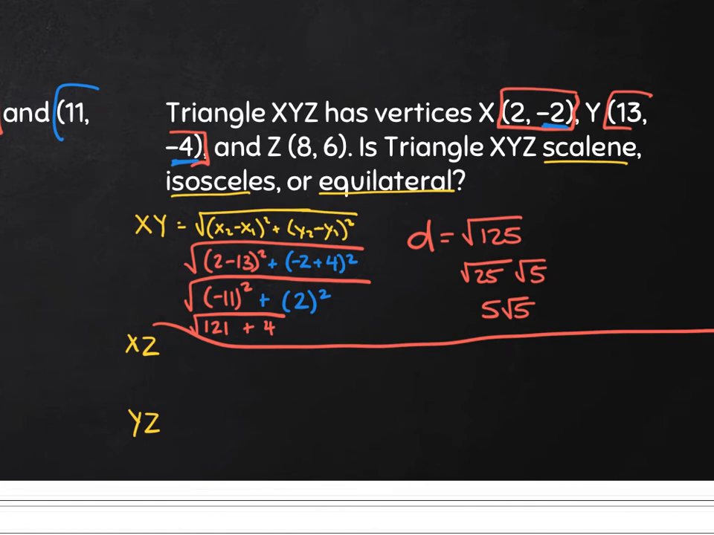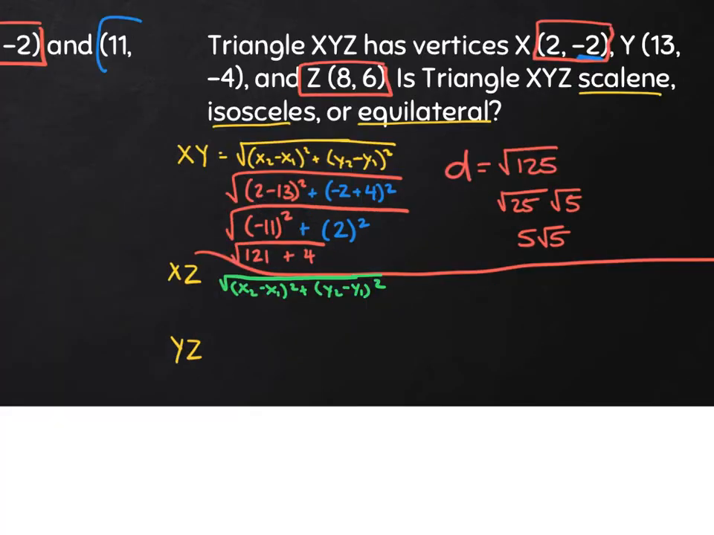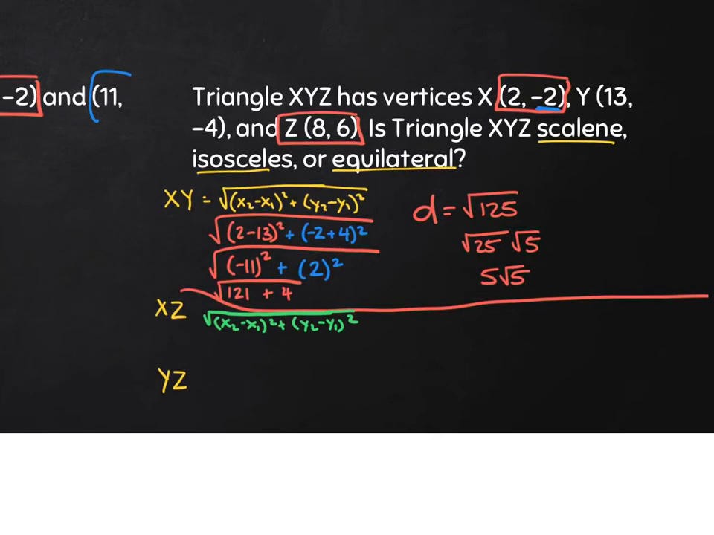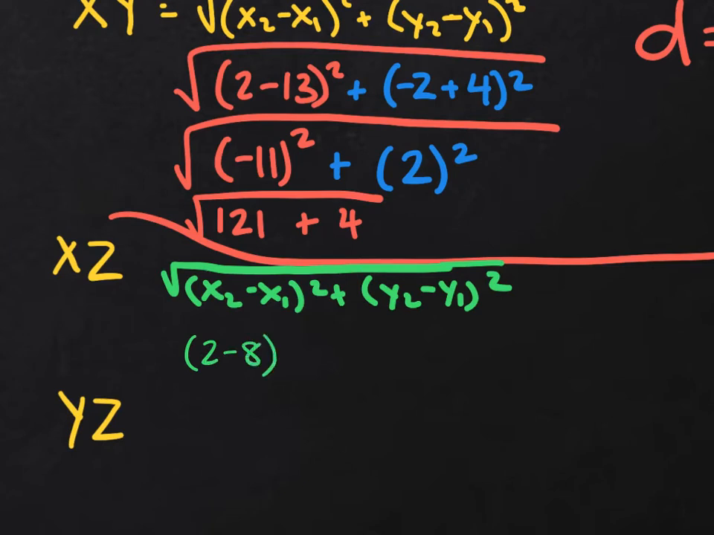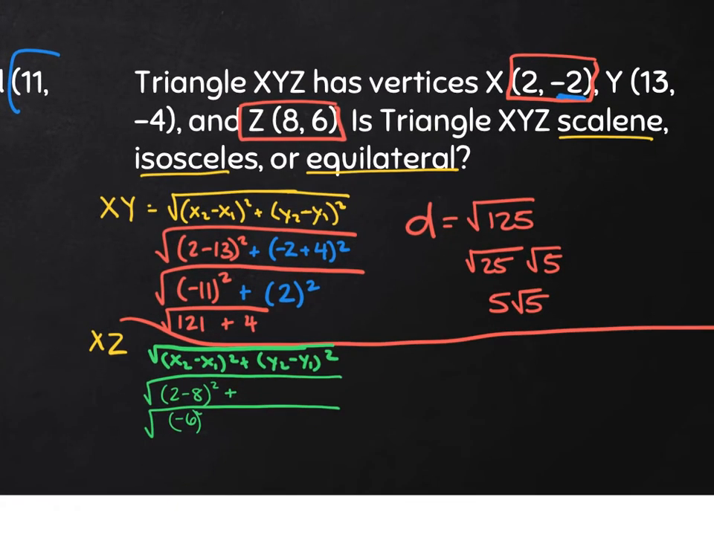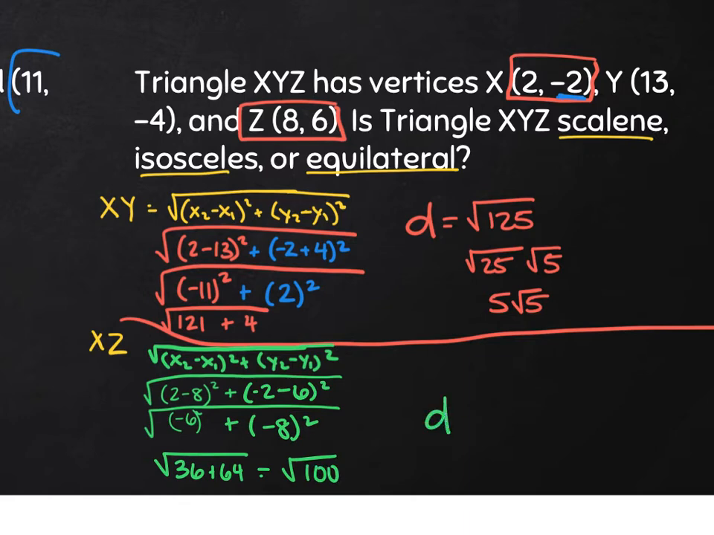I'm going to do the exact same thing now for xz. I'm still using x, but this time I'm going to use z as my second point. Same exact formula. I'm looking at my x values from 2 to 8. I'm going down 6. And I didn't quite give myself enough room. Do the same thing with my y's, from negative 2 to 6. My change is negative 8. And now I'm squaring and adding them up. So I get 36 plus 64. That's the square root of 100. So this distance will be 10.